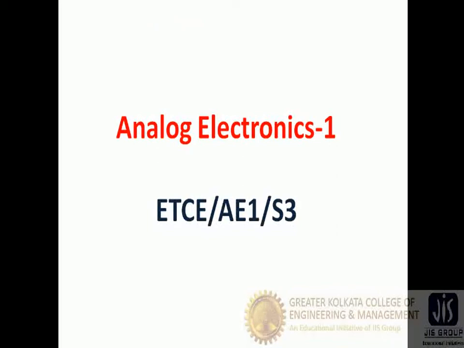Analog Electronics 1. This course is mainly for diploma students of electronics and telecommunication engineering of third semester. The paper code is ETCE AE1S3.